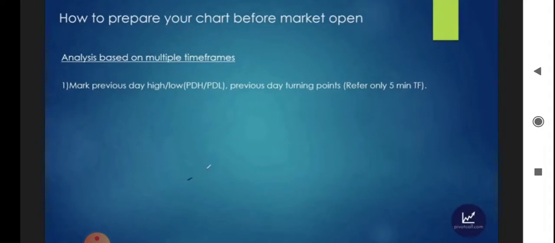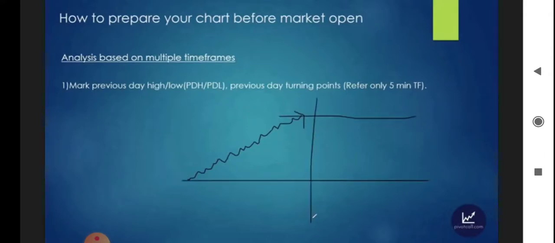Sometimes you may see a huge trending day the previous day. Previous day was a huge trending day. This is the previous day high. This is the previous day low. Now where is the turning point? There is no turning point because there is no breakout like that the previous day. It was a trending day. So you will not mark it. So that means turning point you don't have to mark every day. Sometimes it may happen, sometimes it may not happen.